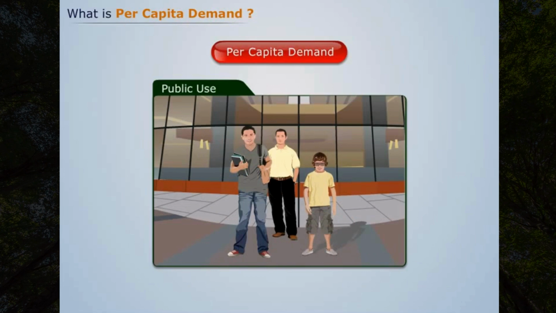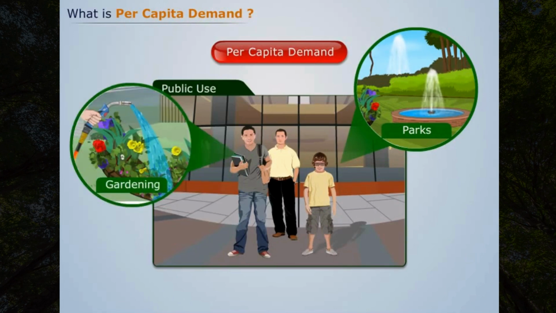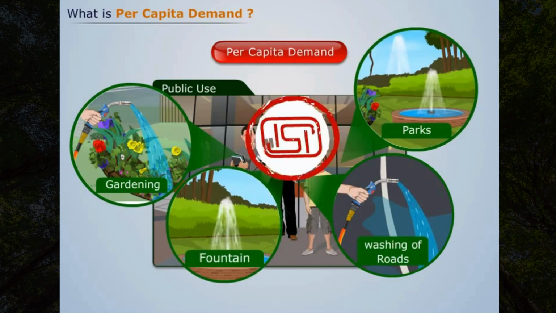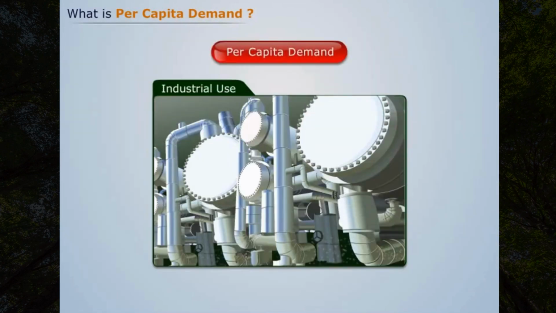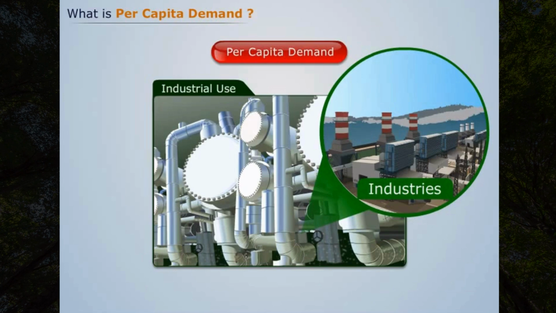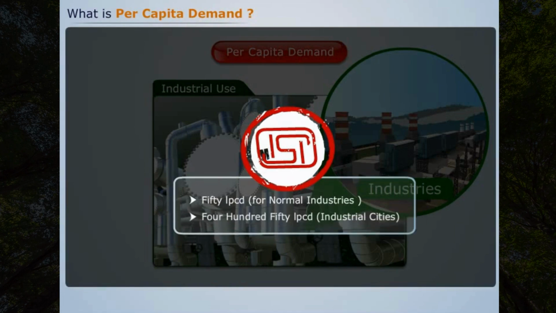Now let's focus on public use. It represents the water demand for public utility purposes like washing of public parks, gardening, washing of roads, public fountains, as per IS 20 LPCD. Now we'll study industrial use. It represents the water demand of industries, which are either existing or are likely to be started in future. As per IS, 50 LPCD for normal industries, 450 LPCD for industrial cities.